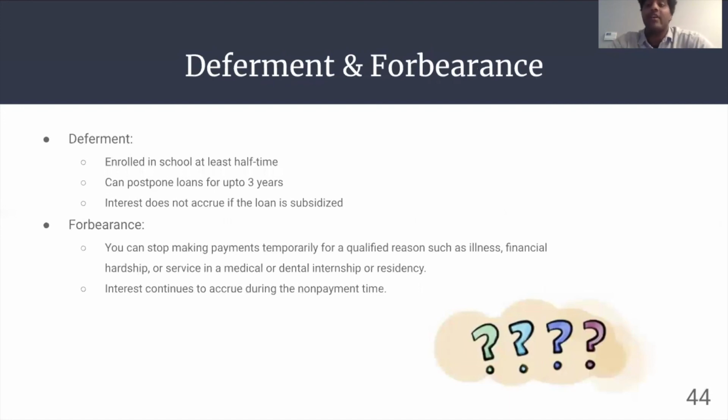So now we can talk about if you need to defer on the loan or forbear it, what are the qualifications? For loan deferment, you have to be enrolled in school at least half time, and you can postpone or defer those loans for up to 3 years. The good part about loan deferment is that the interest doesn't accrue if the loan is subsidized. Unlike forbearance, where you can temporarily stop making payments for qualified reasons such as illnesses, financial hardships, or service in a medical or dental internship or residency. But the issue is that the interest continues to accrue during the non-payment time. So you always want to look to defer before you forbear.